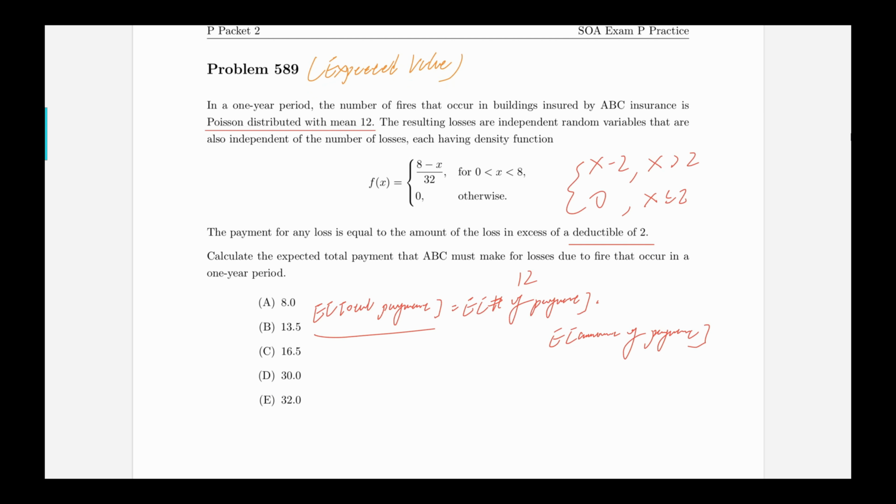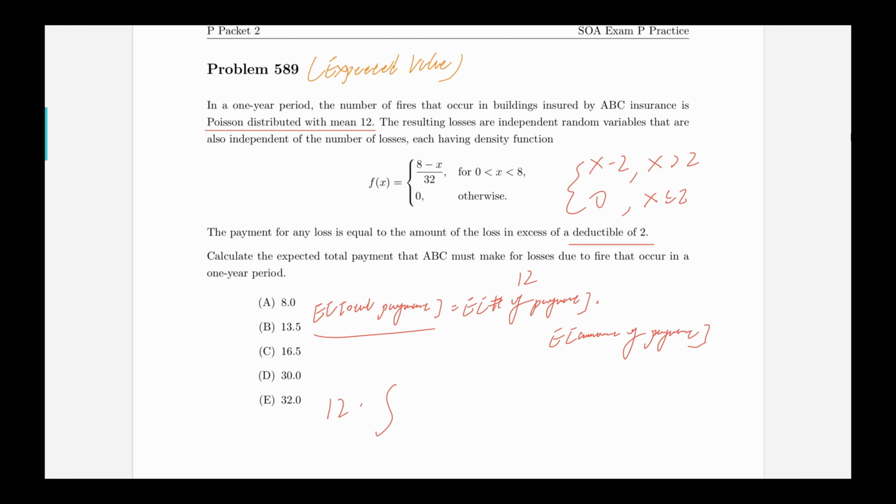So the total payment equals 12 times the expectation of the amount of payment. Notice that if the loss is less than 2, then the company pays nothing. So from 0 to 2, the company pays nothing. In other words, I don't receive anything, so I can just write 0, which I don't need to write.